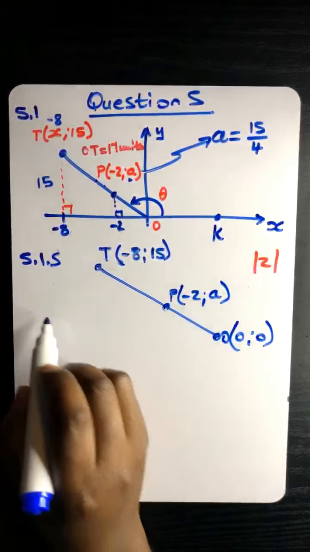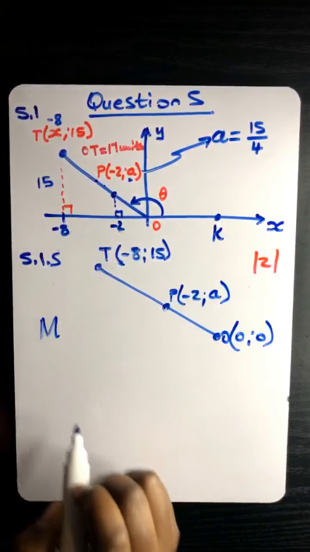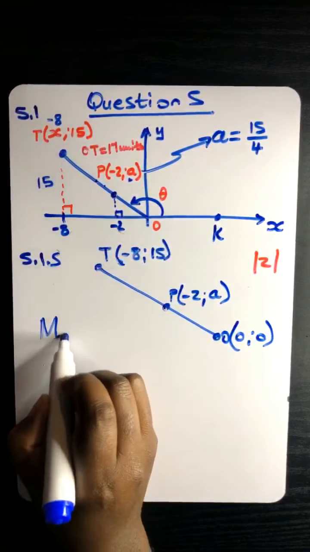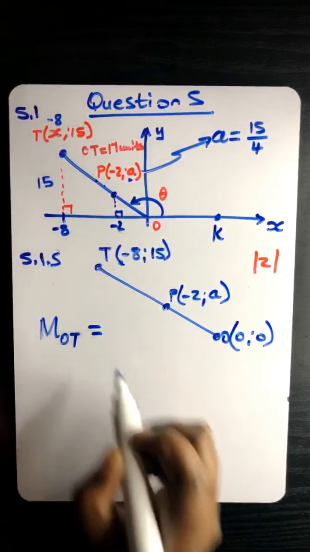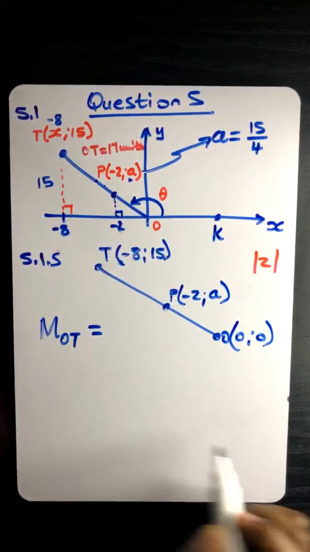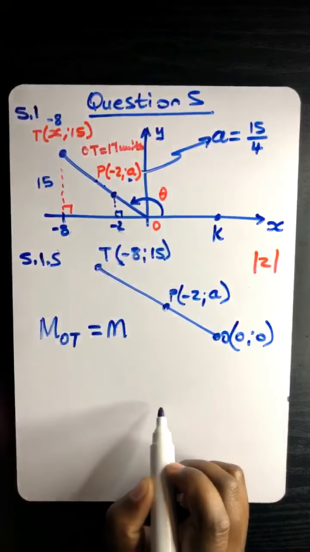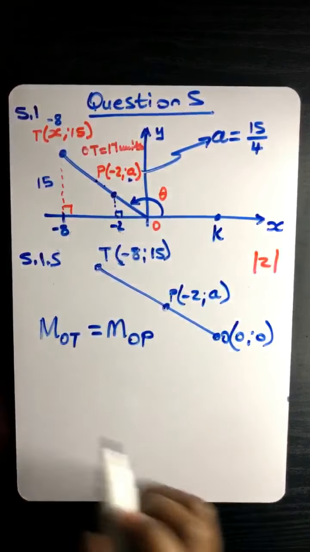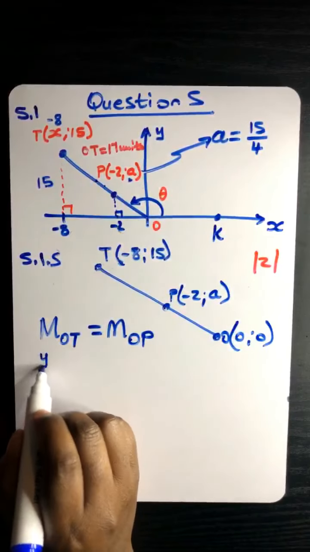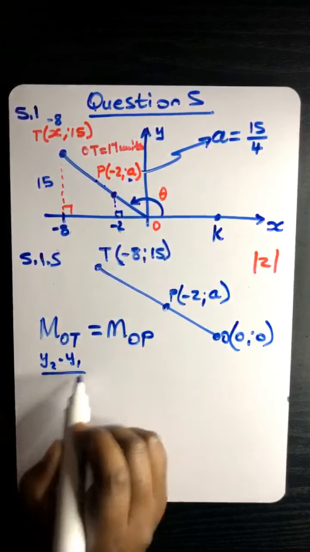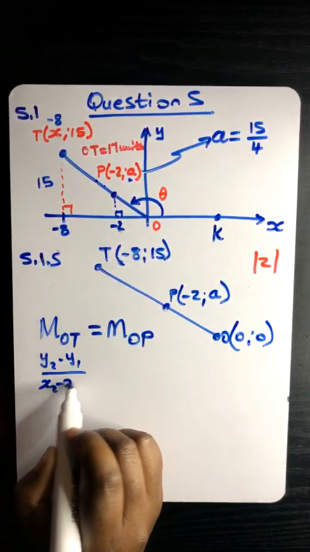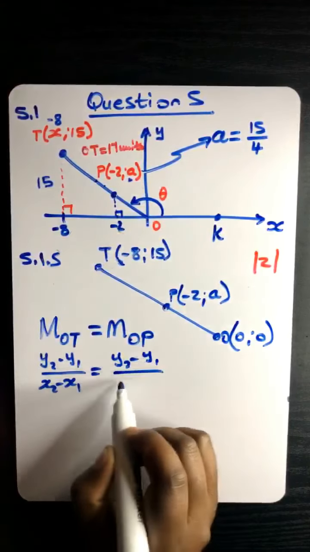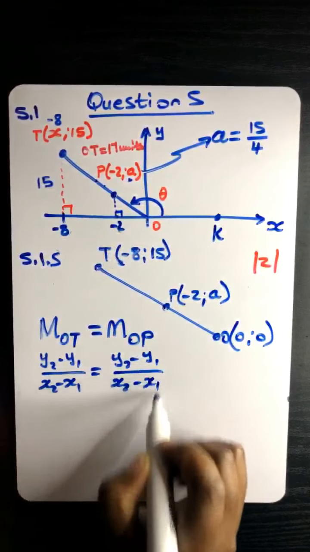And again, the gradient of OT is equal to the gradient of TP or PO. So what I'm actually saying is that I can calculate the gradient of OT and say this is equal to the gradient of OP. I hope you guys know the gradient formula. So that means it's going to be y2 minus y1 over x2 minus x1, being equal to y2 minus y1 over x2 minus x1.